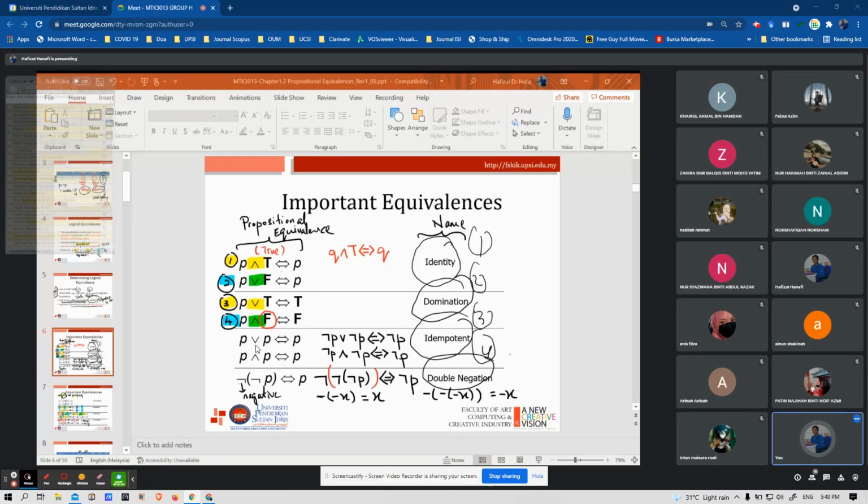And then we have double negation, which means that you negate 2 times. For example, we have negate, negate, and for negative x, we have negative x because negative multiplied by negative is positive, and positive multiplied by negative is equivalent to negative. Is it okay for identity, domination, idempotent, and double negation? Is it okay?